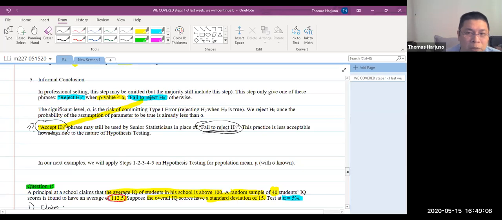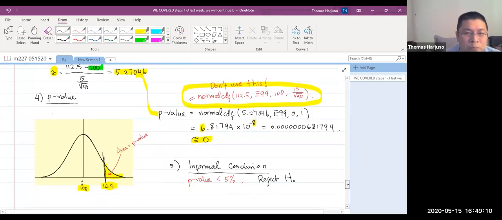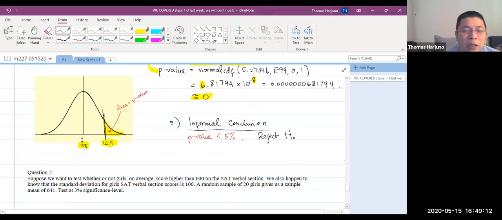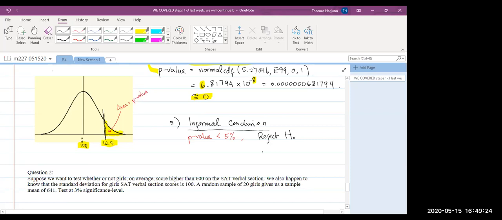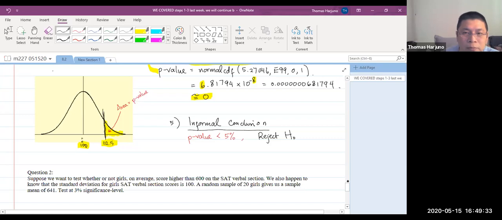Okay, so coming back here, I hope that explains why we say reject null hypothesis. Rejecting null hypothesis is strict. Once the p-value is less than 5%, then we reject null hypothesis. What happens if p-value is greater than? Then we will say, Thomas, sorry, I was a little confused. So you wanted us to say accept or fail to reject? Fail to reject. Okay. Yeah.